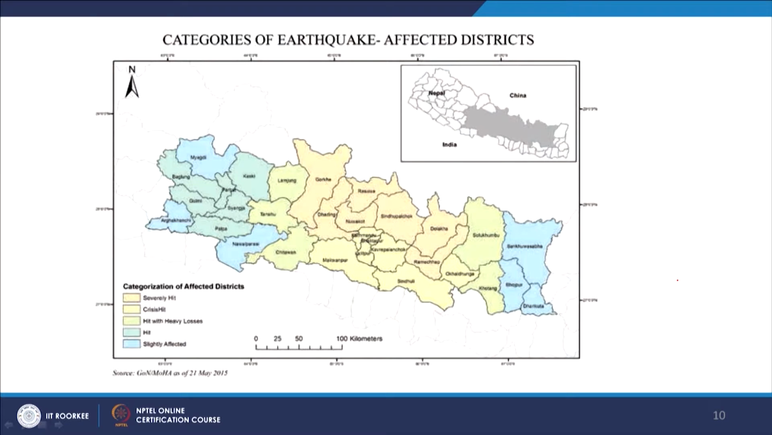School buildings and institutions were again destroyed, more than 19,000 destroyed and 11,000 damaged. Now if you look at the categories of earthquake affected areas, the severely hit region is this Roorkee land, and then you have the crisis hit, the hit with heavy losses, the moderately hit, and the very slightly affected. So it has been zoned out like that, and the Roorkee region has been affected very badly.